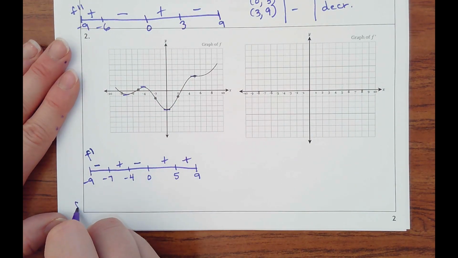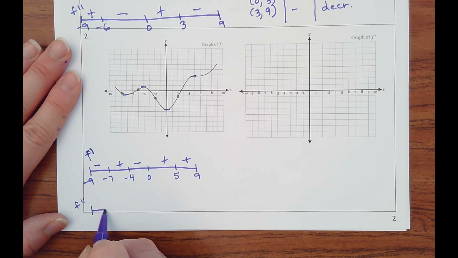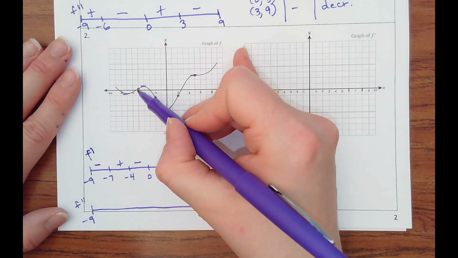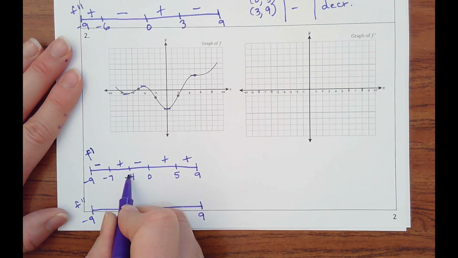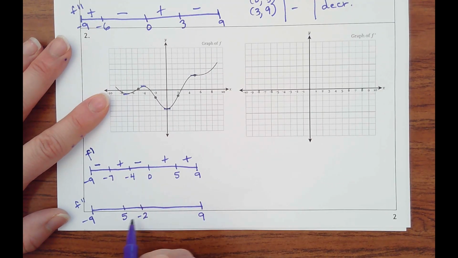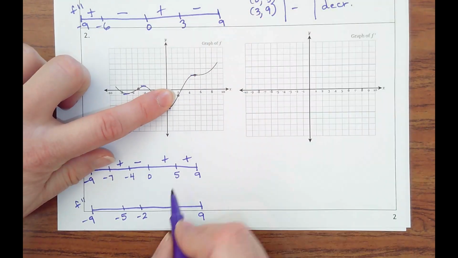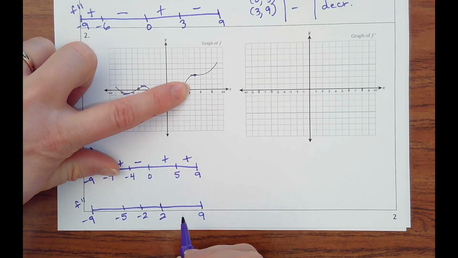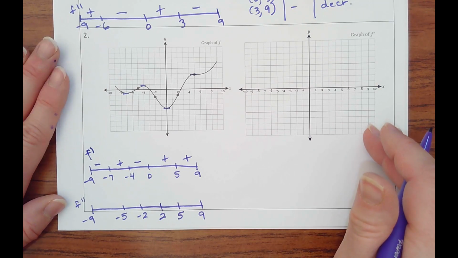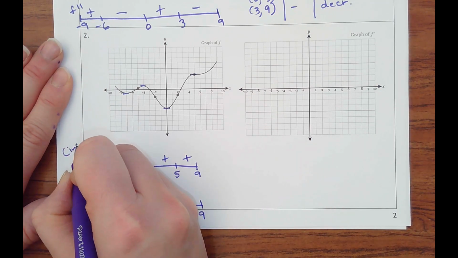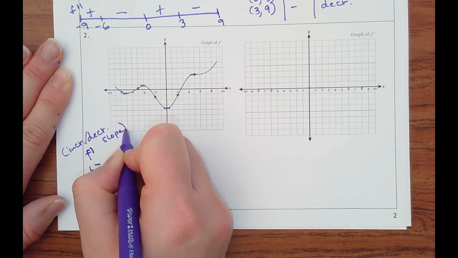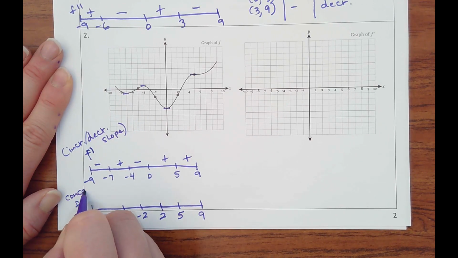All right, f double prime from -9 to 9. I want those points they made for me. That's at -5, which would go in between -4 and -7. At -2. At 2. And at 5. Okay, and then I'm looking at concavity. So this is increasing/decreasing slope that I looked at, and this is concavity.